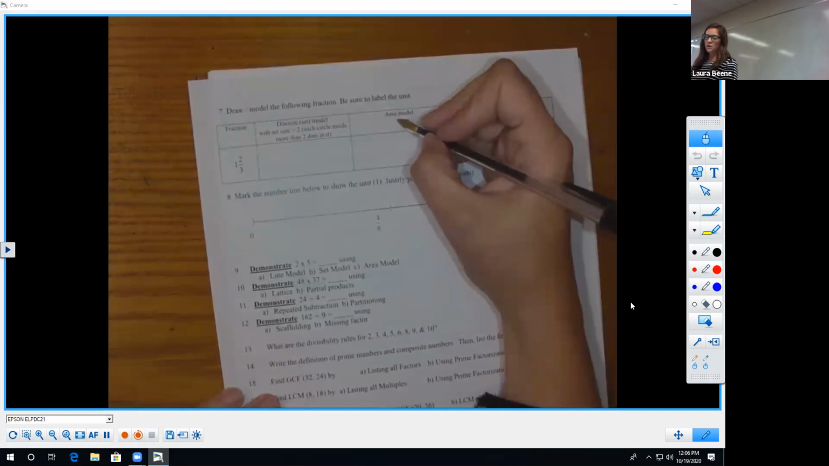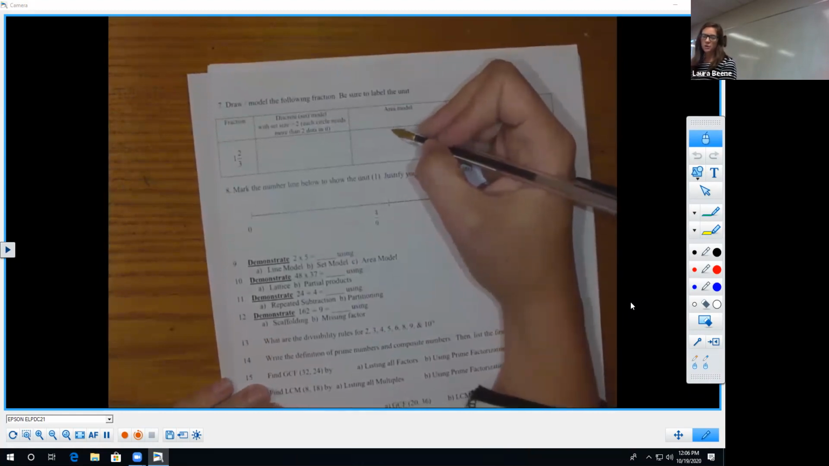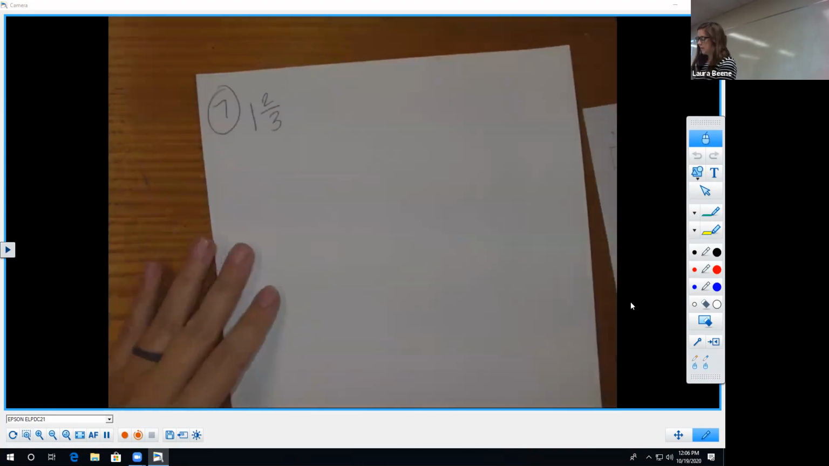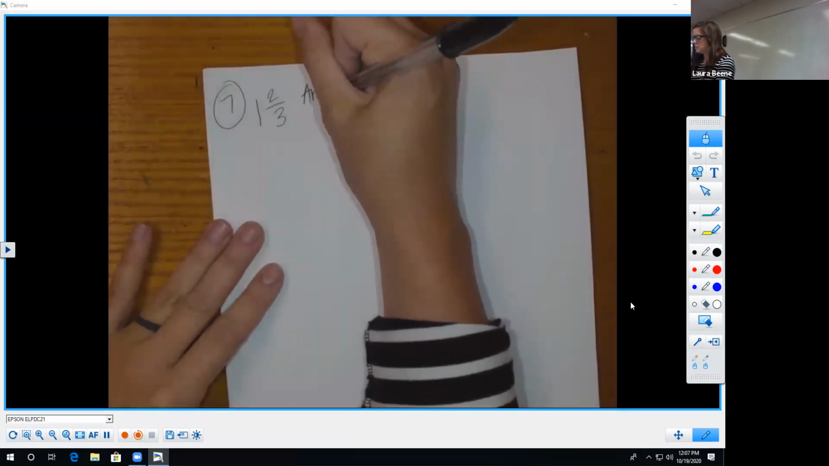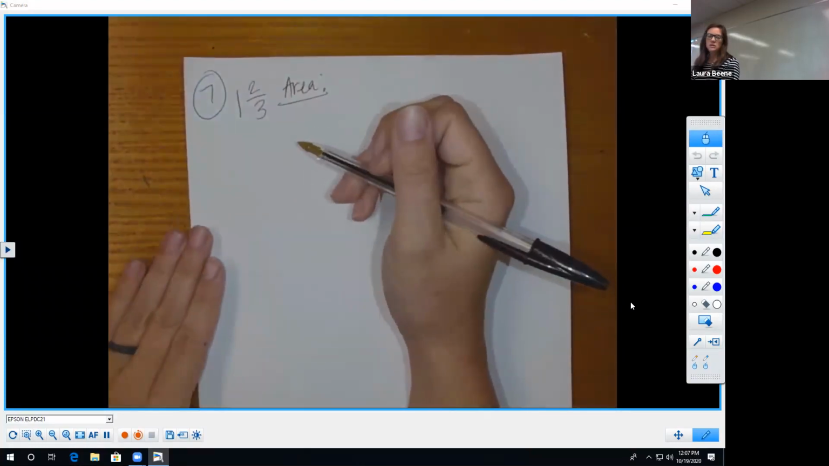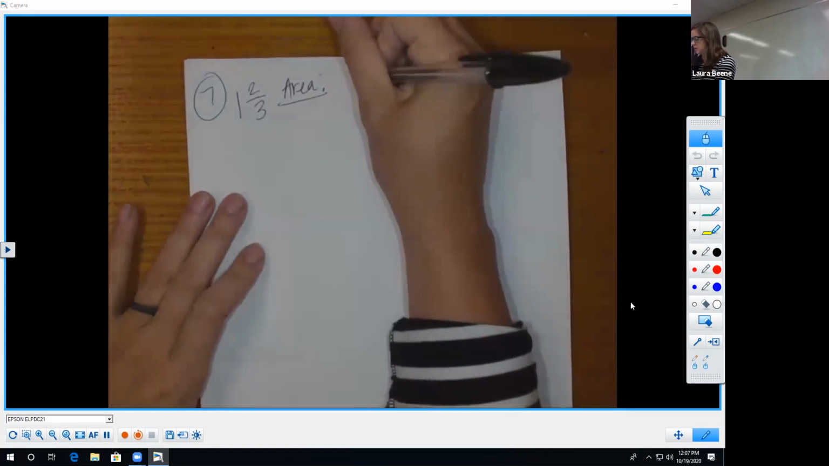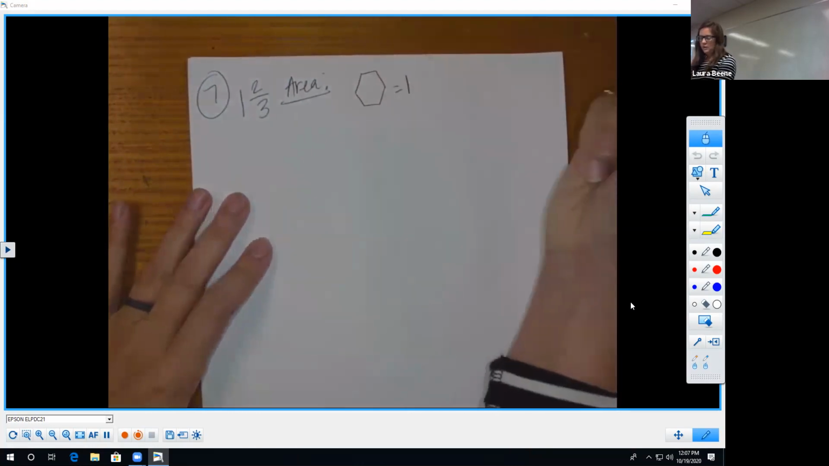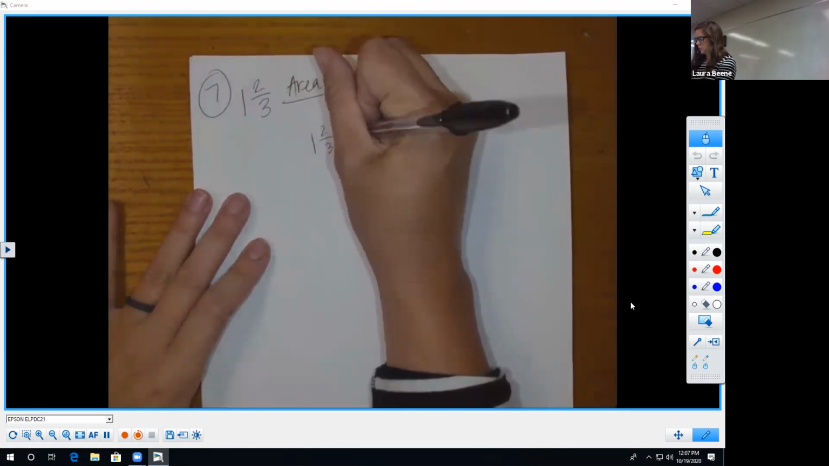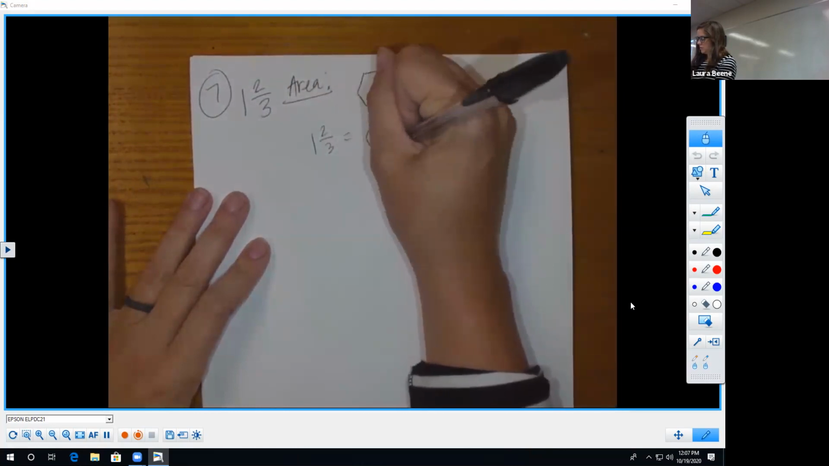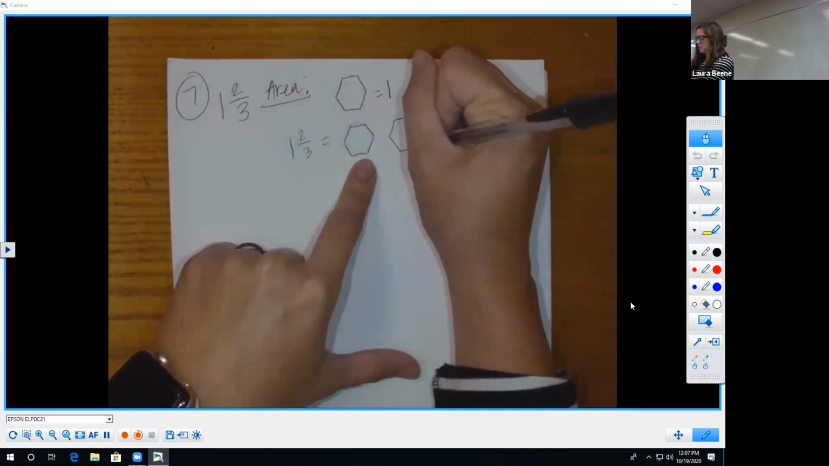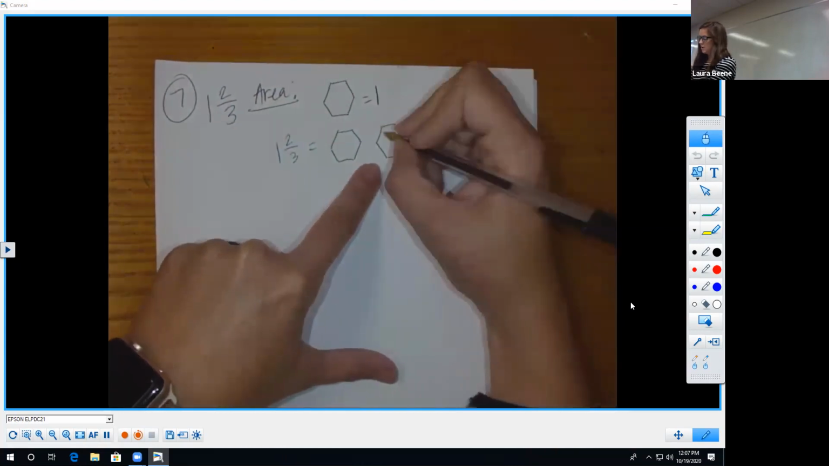So for the area model, you can use pattern blocks, or you could do it with rectangles. I'll show you both. With pattern blocks, you just have to make sure with all of these to tell what your whole is. So if you say that the yellow hexagon equals the whole, then 1 and 2/3 would be 1 whole and 2/3 of that whole. So we need to figure out what splits that whole into 3 parts.